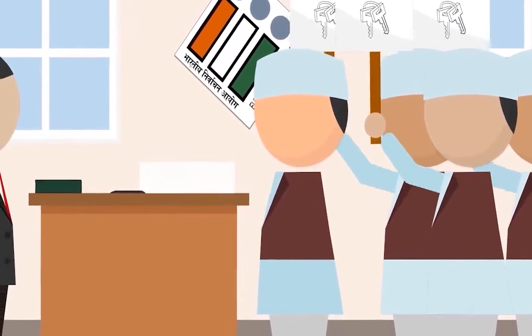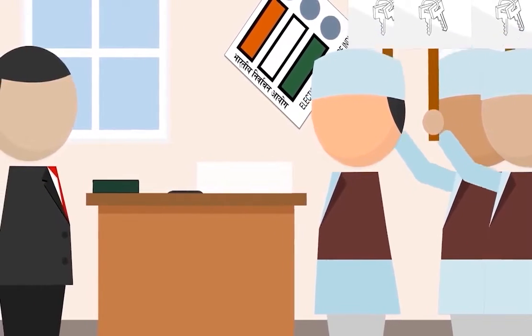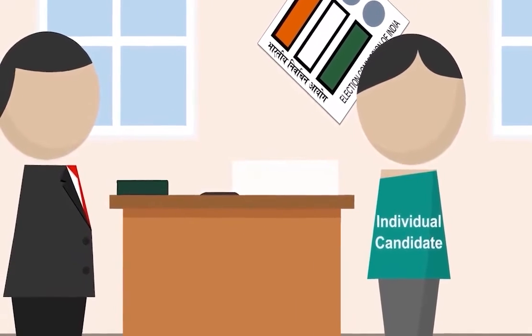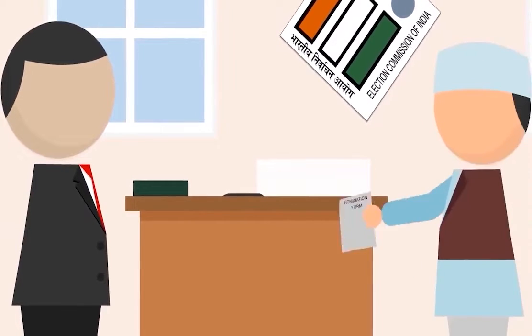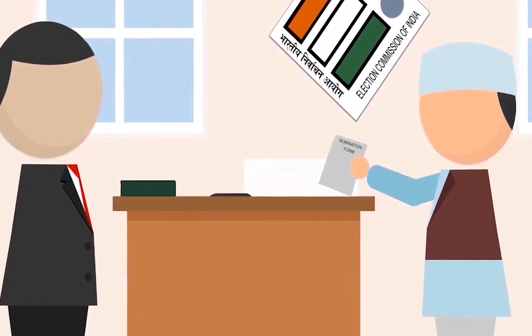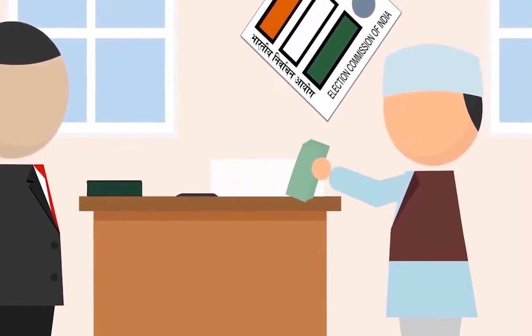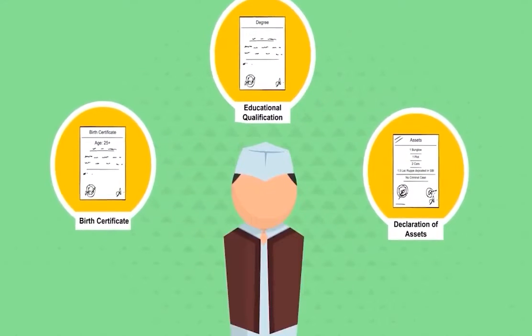A person contesting under a political party is nominated by that party. Individual candidates may also contest elections independently without the support of any political party. Anyone who wishes to contest the elections has to fill the nomination form and pay a security deposit. He or she must be at least 25 years of age.